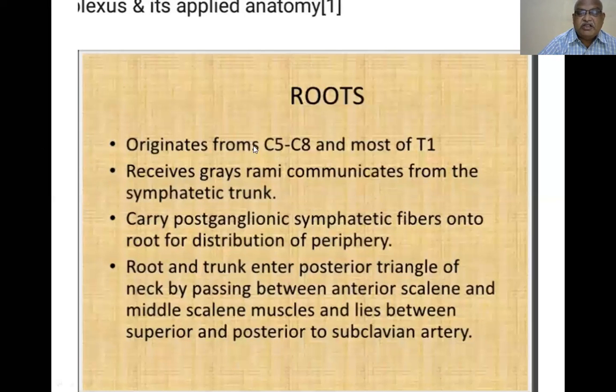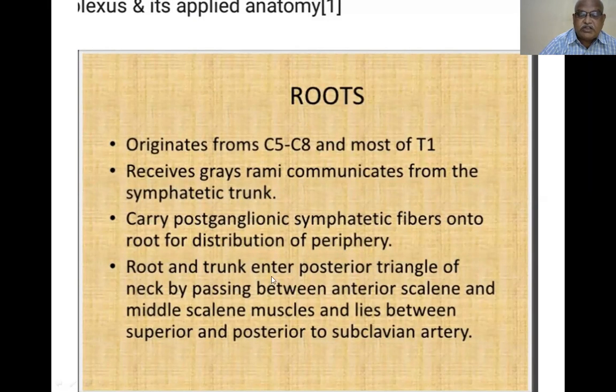Roots originate from C5 to C8 and most of T1. Gray rami communicantes from the sympathetic trunk carry postganglionic sympathetic fibers on to the roots for distribution to the periphery. Roots and trunks enter the posterior triangle of the neck by passing between the scalenus anterior and scalenus medius muscles and lie superior and posterior to the subclavian artery. Already I have shown you the scalenus anterior and scalenus medius muscles, and how the brachial plexus is present.